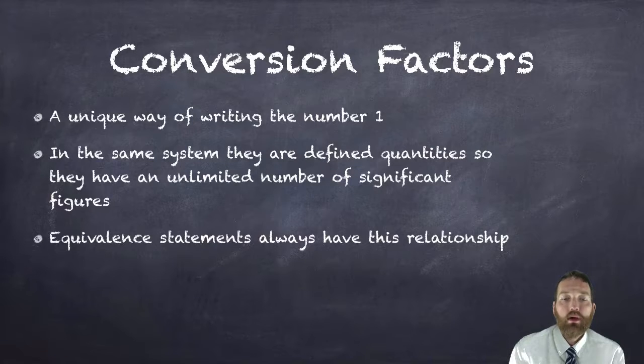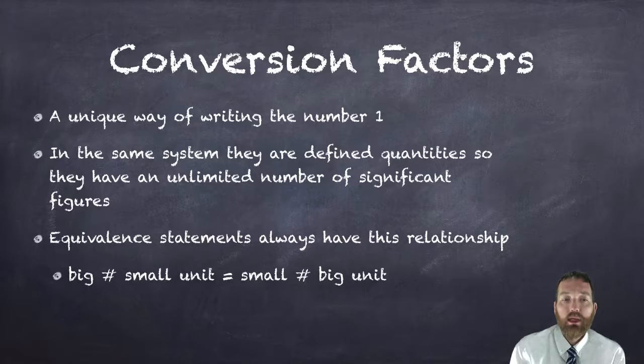An equivalent statement always has this relationship. This is really important. You should always be analyzing your conversion factors or your equivalency statements and make sure that this holds true or this makes sense. Big number, small unit equals a small number with a big unit. If you have a really big number like 1,000, you better have the smallest unit of the two. If you have a small number like 1, you better have a really big unit.